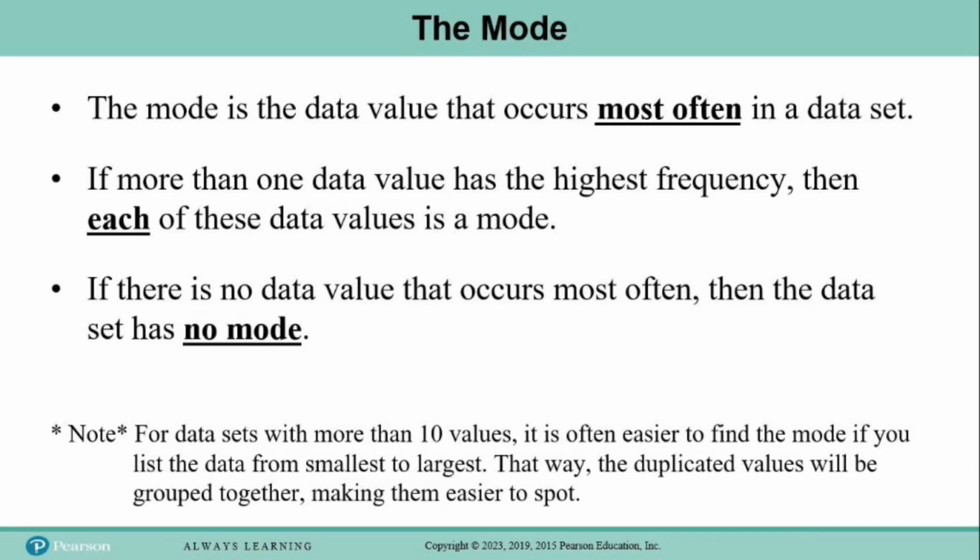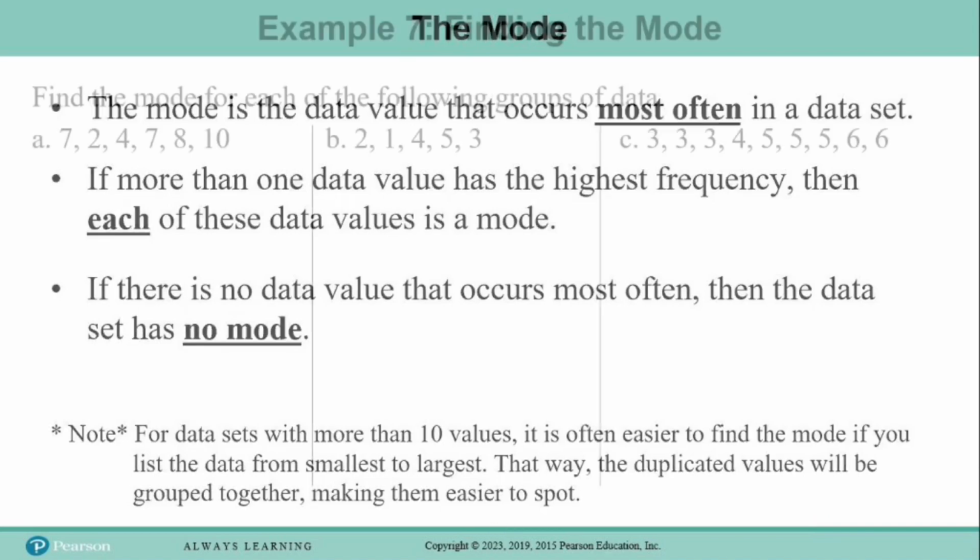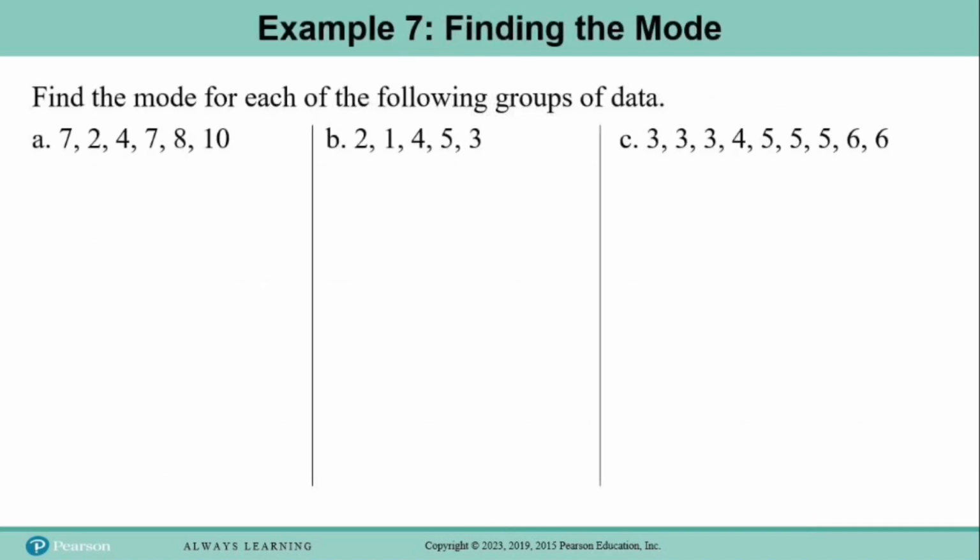Now, notice that you do not have to put the numbers in order from smallest to largest to find the mode. You do with the median, but you don't with the mode. However, the bigger a data set gets, the harder it is to see what the mode is if the numbers are not in order. If you put the numbers in order from smallest to largest, the duplicated values will be grouped together and it will be easier to spot the mode. That's just a tip.